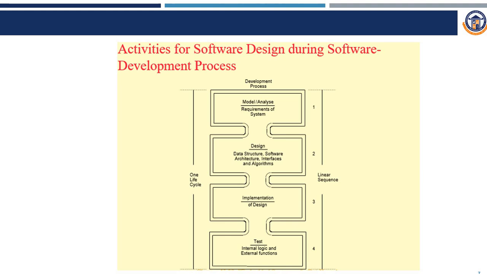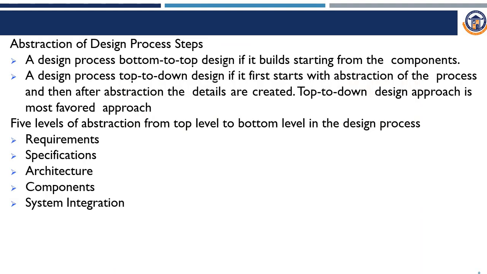activities of software design during different software development processes, which includes model and requirements of the system, design of different data structures, interfaces and algorithms, implementation stage and testing stage. First of all, during design process, the abstraction of design process must be well understood. Maybe bottom-up approach, top-down approach. Top-down approach is the most favored approach.